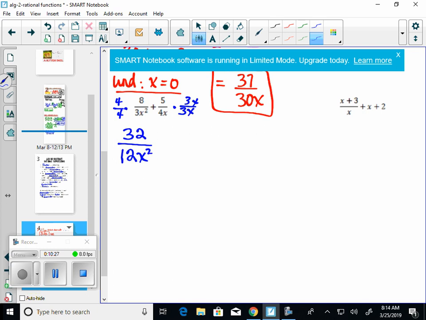Questions right there? And then it's being added. So 5 times 3x is 15x. And then 4x times 3x is 12x squared. Now do I have a common denominator? So we combine them and put them over the same denominator. So you have 32 plus 15x over 12x squared.